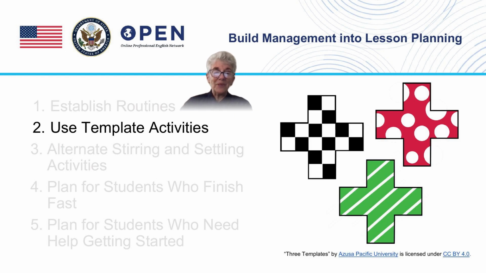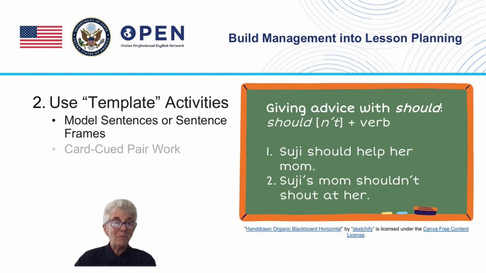Some activities can be used again and again with different content. They are like templates, a basic shape that can be filled with different teaching points. For example, model sentences. The model is written on the board along with several options to help students write their own sentences. Model sentences can be used with all kinds of grammar patterns, and variations can be to write silly sentences instead of true ones, or sentences about a classmate or favorite celebrity.